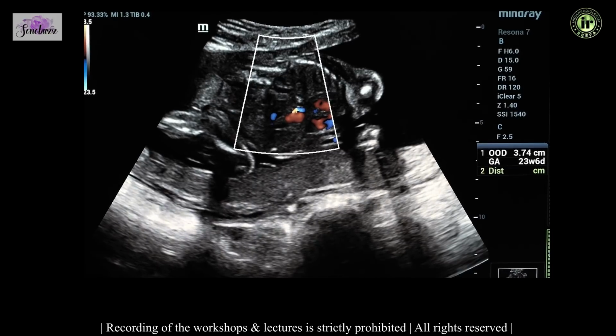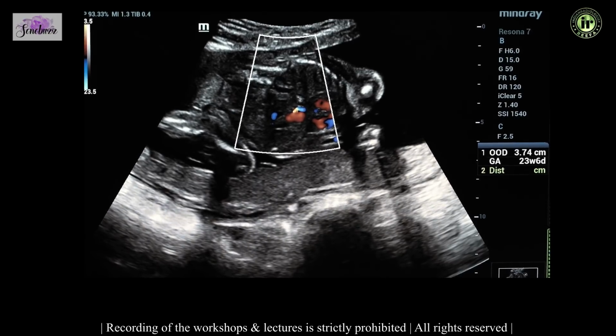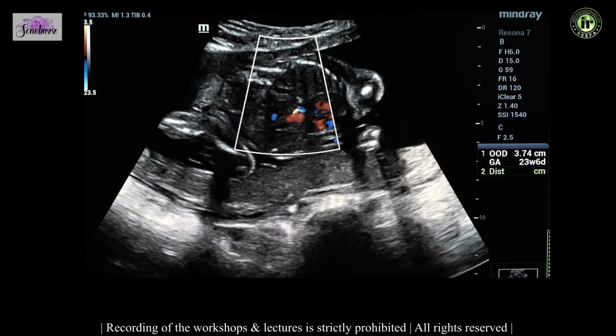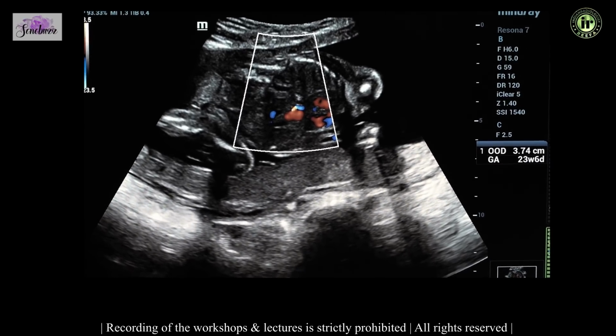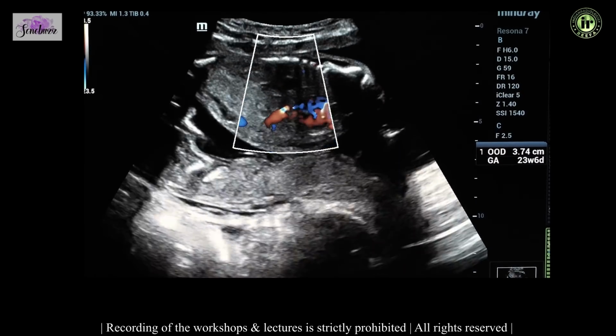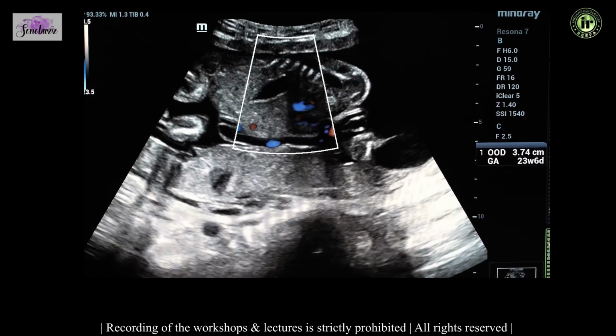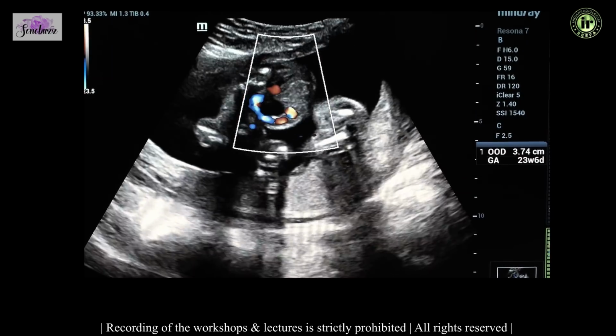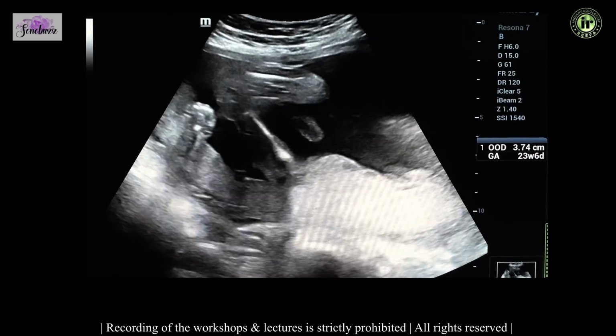So you should not just stop at the level of the cord insertion or the 2 umbilical arteries, but you should extend your color Doppler box and try and see the umbilical vein going into the liver and joining, forming the ductus venosus and going into the heart. Then you come down to the lower limbs.